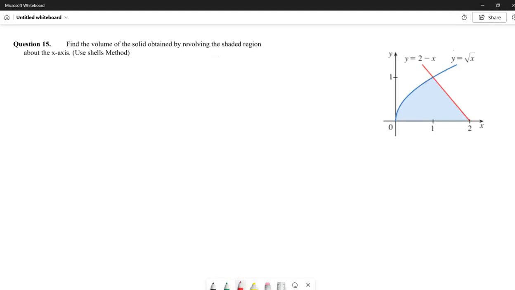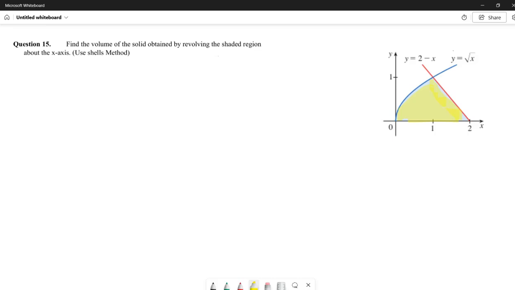Here is a question to find the volume of a solid obtained by revolving the shaded region. The shaded region is this portion here. It's the intersection of a parabola, which is y equals root x, and a line, which is the red line, y equals 2 minus x.